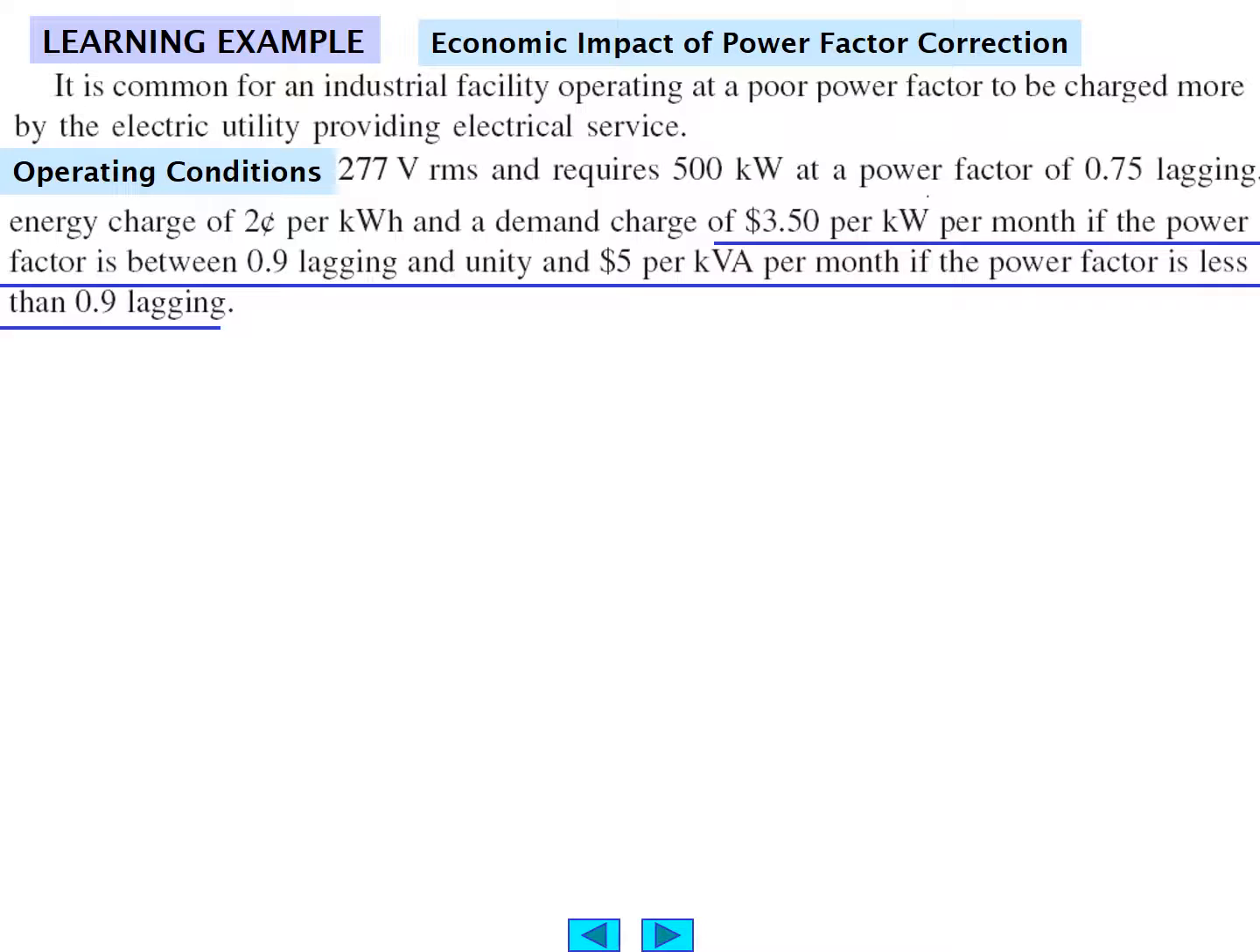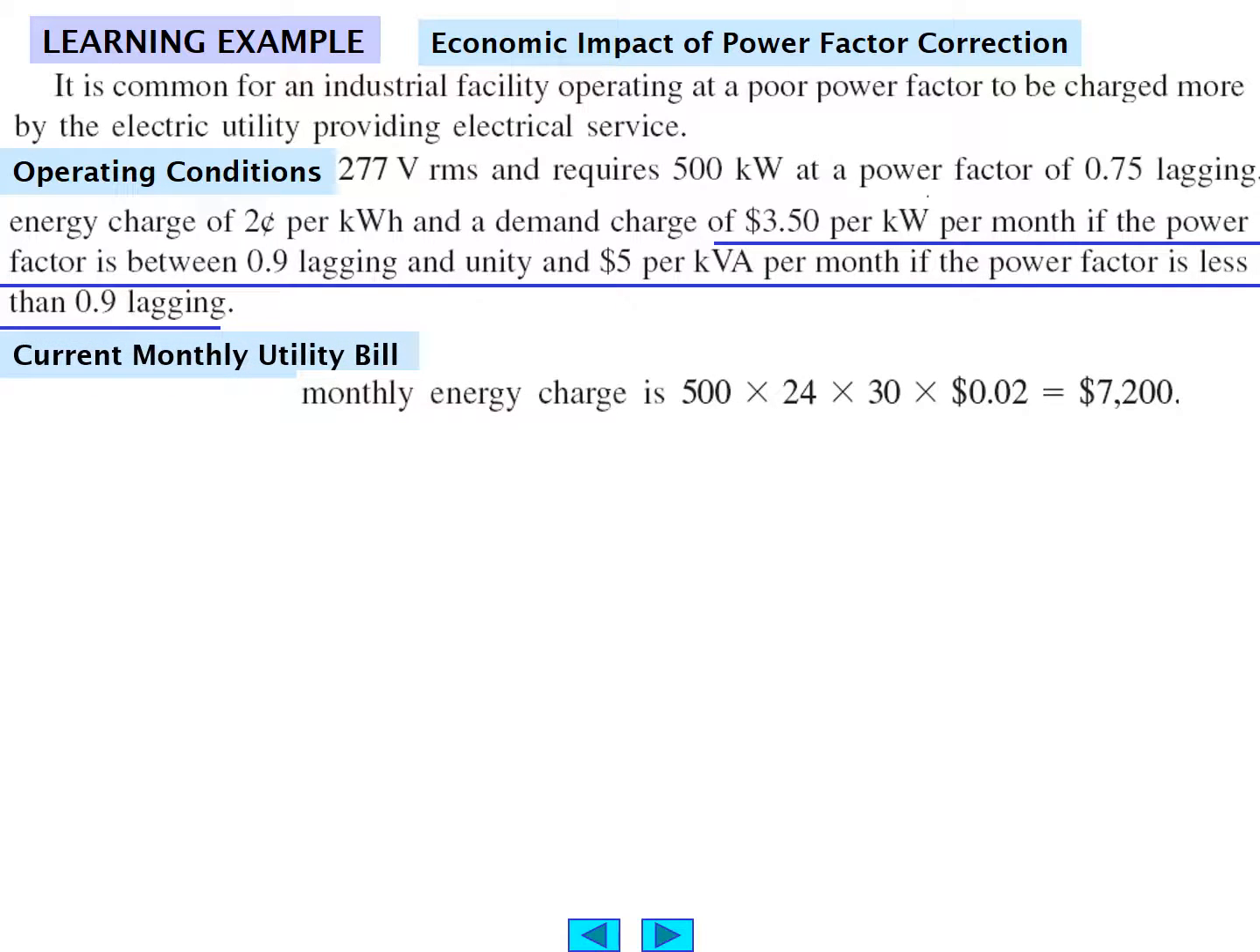And a demand charge of $3.50 per kilowatt per month if the power factor is between 0.9 lagging and unity, and $5 per kilovolt ampere per month if the power factor is less than 0.9 lagging. So the current monthly bill would be 500 kilowatts times 24 hours in a day times nominally 30 days in a month. Some months have 31 or 28 or 29, but let's use 30. Times 2 cents gives us $7,200 for the monthly energy charge.